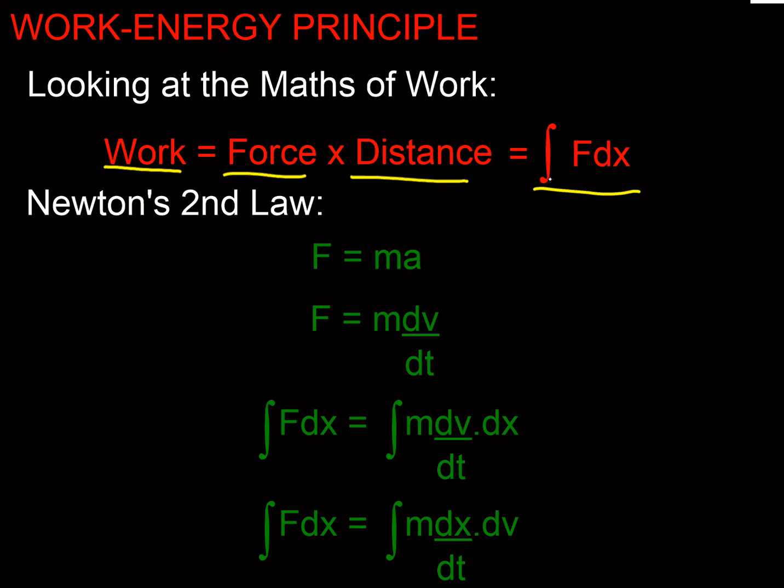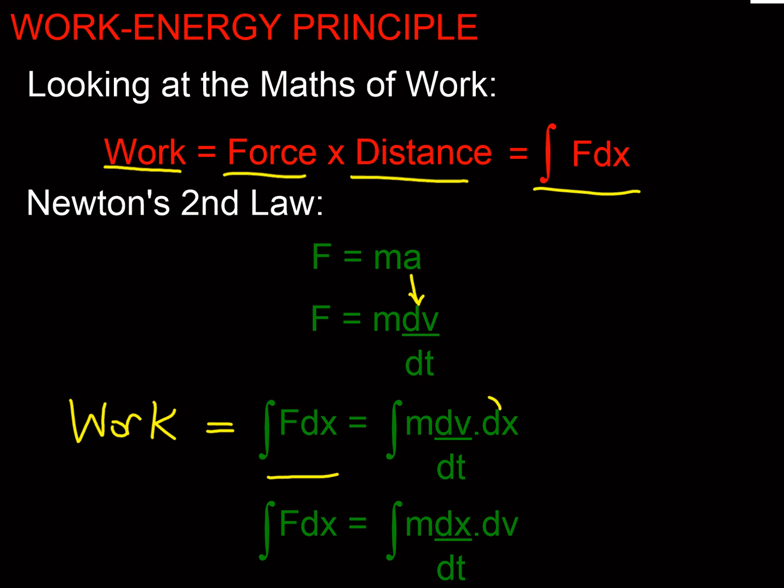Let's link that up with Newton's second law, F equals ma, which we also know, where a equals dv by dt. Now if we integrate Newton's second law with respect to x, on the left hand side we get the integral of F dx, which we know is the work. On the right hand side we've got m dv by dt integrated with respect to dx.